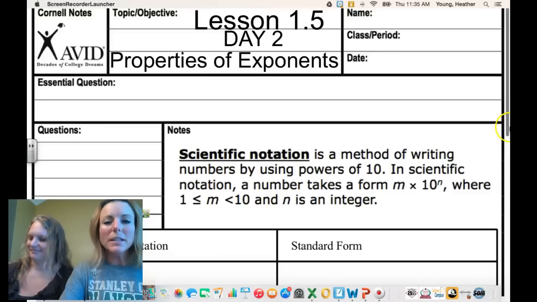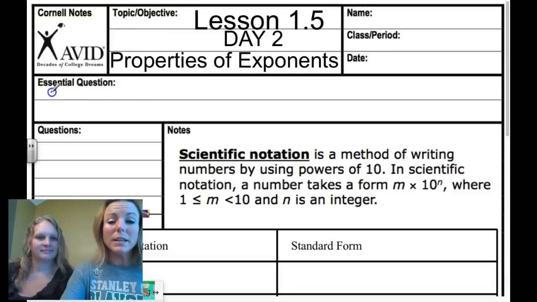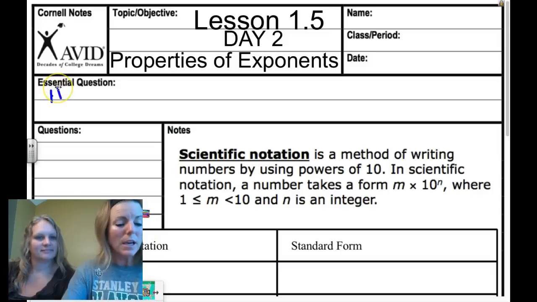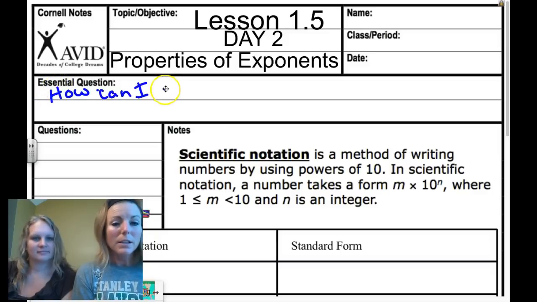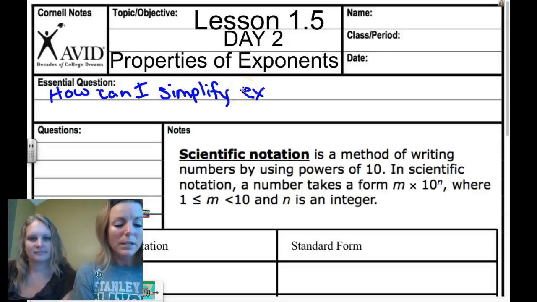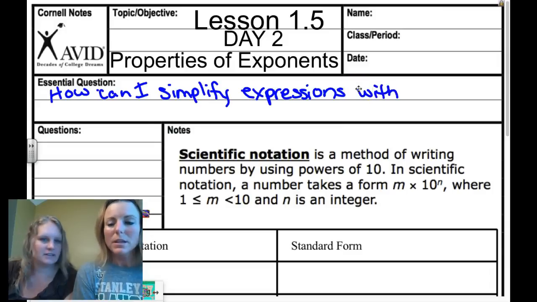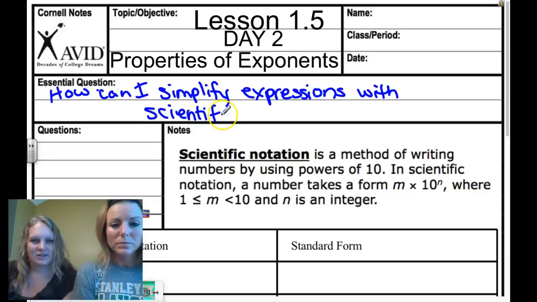Welcome back. Today is lesson 1.5, the second half of it, day 2, properties of exponents. The essential question is, how can I simplify expressions involving scientific notation? I'm just going to put with scientific notation.